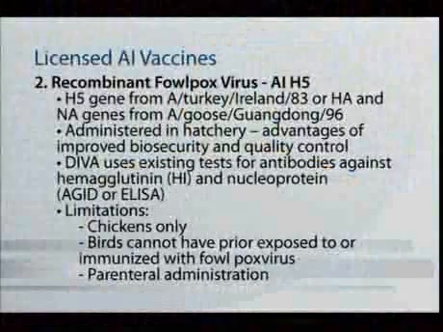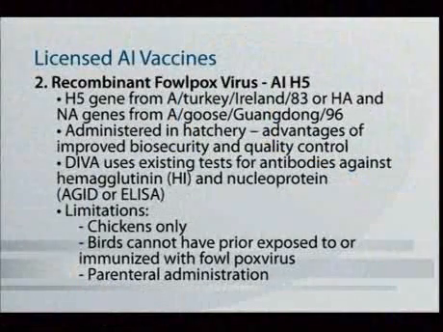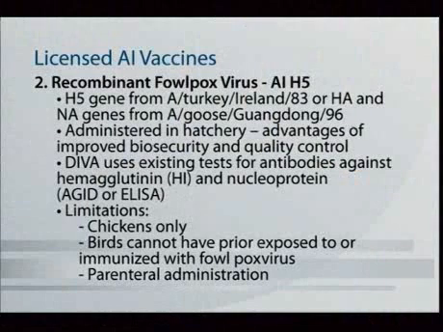The second category are the recombinant fowlpox vaccines. In this case, there are 2 products available, one that has an insert of the Turkey, Ireland 1983 H5 hemagglutinin gene, and the second one has the hemagglutinin and neuraminidase genes inserted from A. goose, Guangdong. There are some advantages of this type of vaccine. One is it can be administered in the hatchery where you have advantages of high biosecurity in commercial production companies, and there's high quality control of that vaccine administration process.